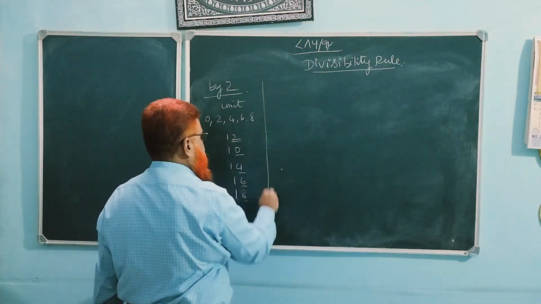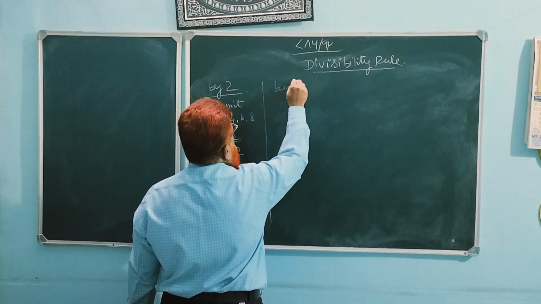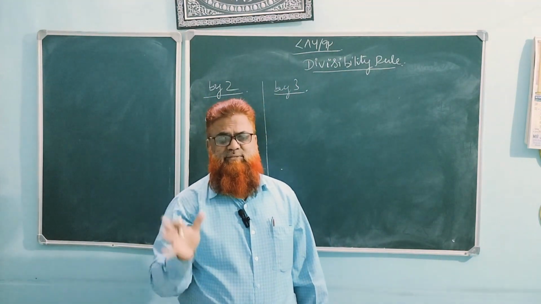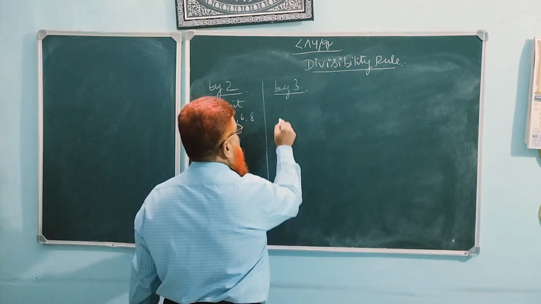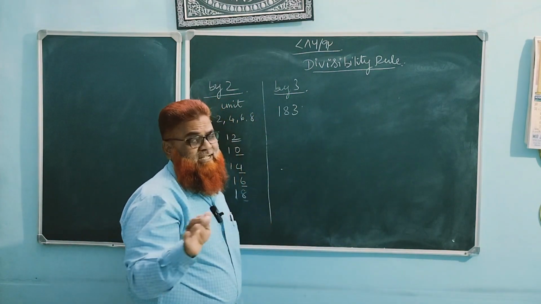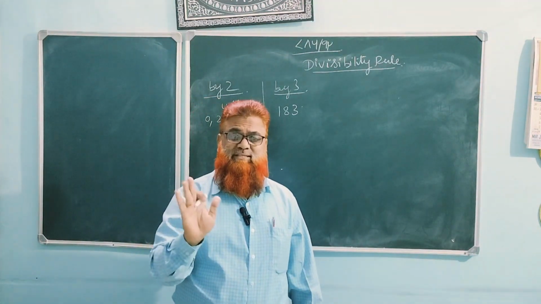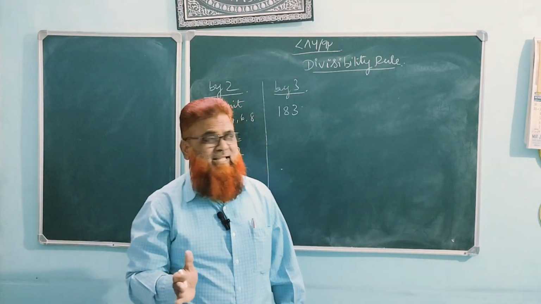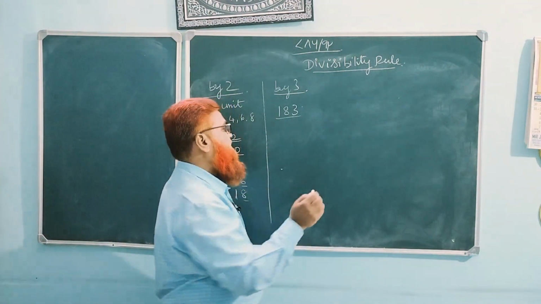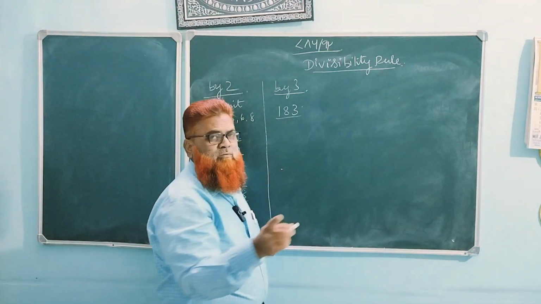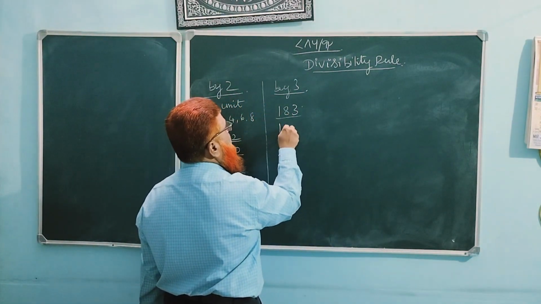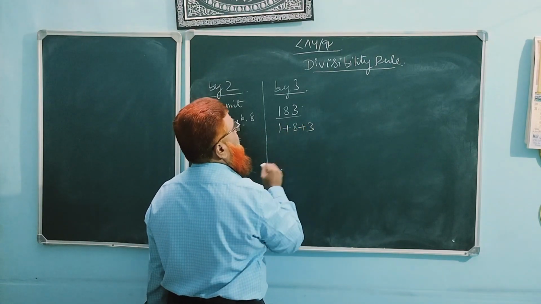Okay. Next, divisible by 3. How do you say which number is exactly divisible by 3? For example, take 183. The rule says that here it is not unit place testing. The rule says to make the sum of all the digits. How many digits do we have? We have 3 digits. So make the sum of all 3 digits: 1 plus 8 plus 3.